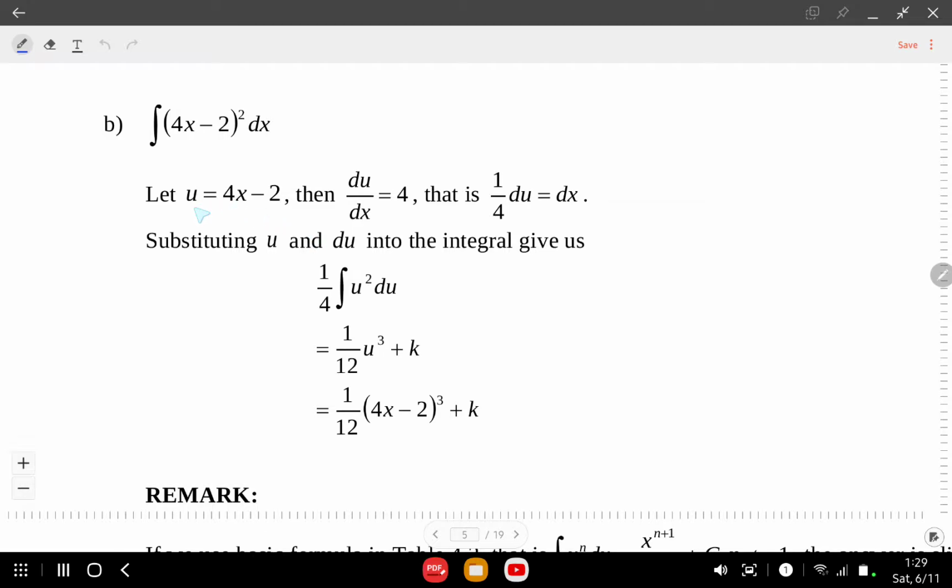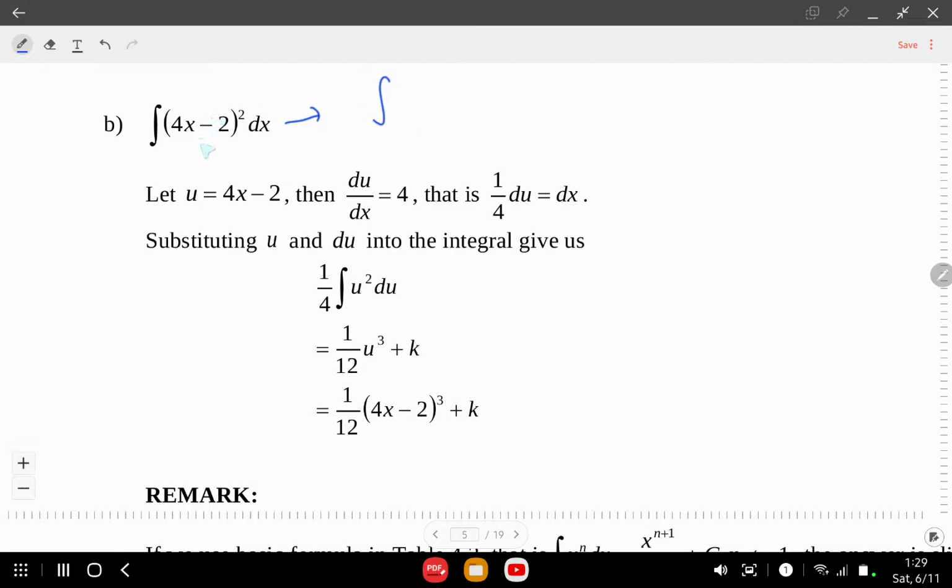So when we choose our u equals this one, our du over dx will be equals 4. Okay, so substitute all of our assumptions into the original question. So we will get this one. Okay, macam mana dapat ni? Okay, sama macam tadi lah.